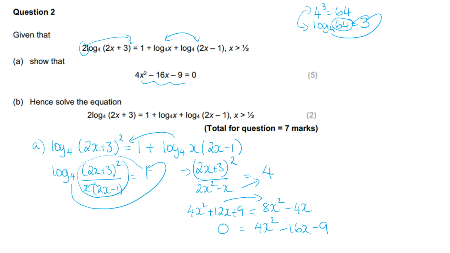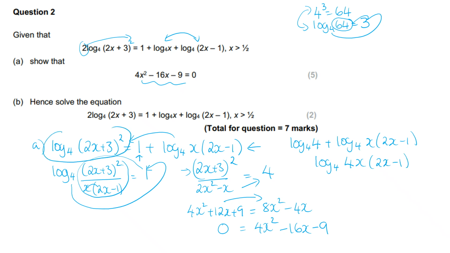Now you could, if you wanted, instead of doing all that, at this first line, express that 1 here as log to base 4 of 4. So on the right hand side there, you'd have log to base 4 of 4 plus log to base 4 of x into (2x minus 1), and because they're all added, that would be log to base 4 of 4x into (x minus 1)... that would be equivalent to this right hand side. And then you could just lose the logs from both sides, and you'd still end up with the same thing: (2x plus 3) all squared is equal to 4x into (2x minus 1). So either way you want to do it.